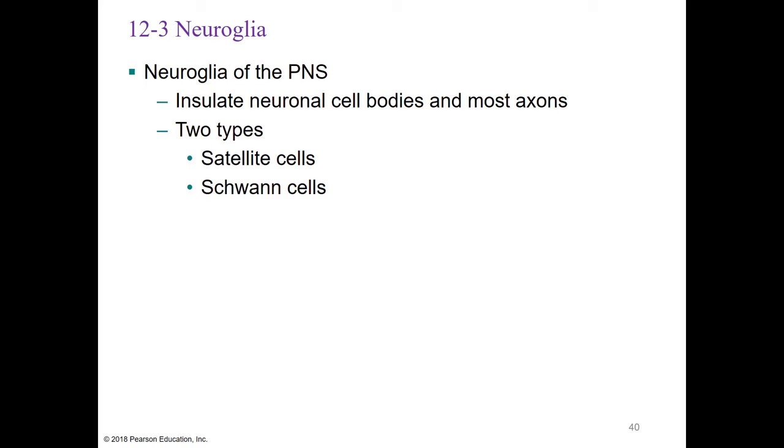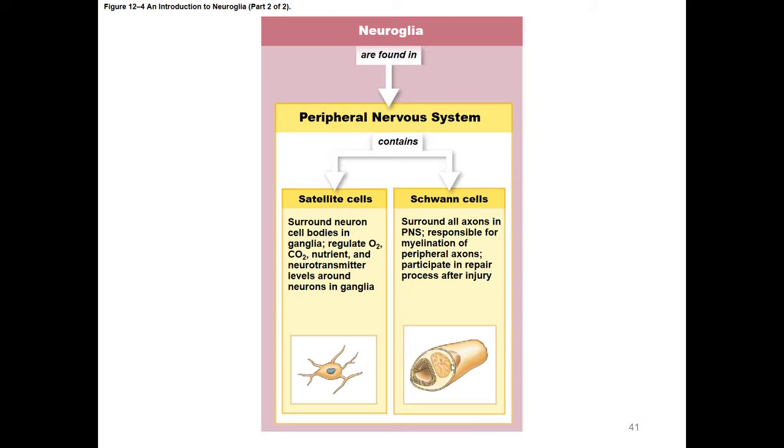So that was the neuroglia of the central nervous system. Now we're moving into the neuroglia of the peripheral nervous system, which is, there's only two. So that's easy enough to keep straight. The two types are satellite cells and then Schwann cells. So satellite cells look like this. And they're going to surround neuron cell bodies in the ganglia that we've previously defined. They're going to regulate gases like oxygen and CO2, and also the nutrients and neurotransmitter levels around the ganglia.